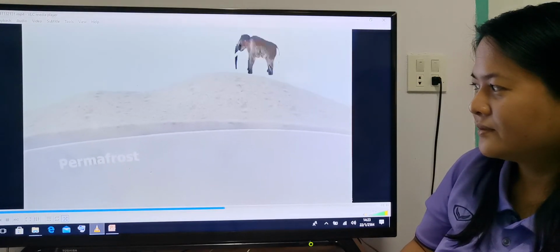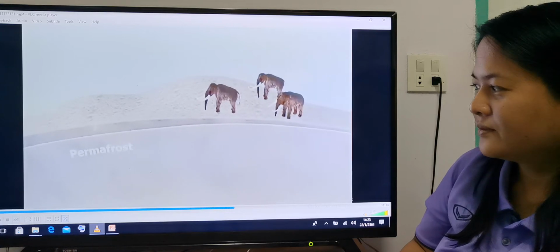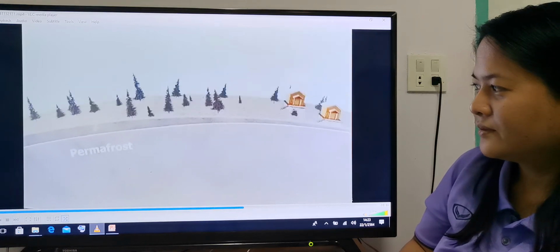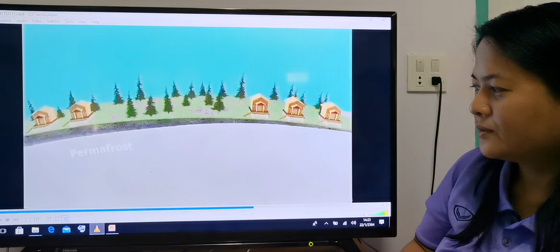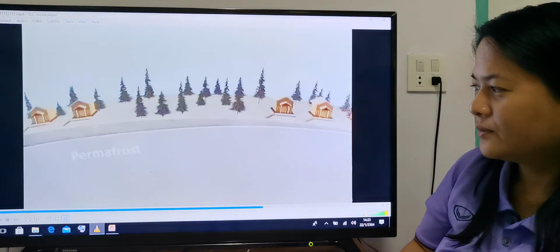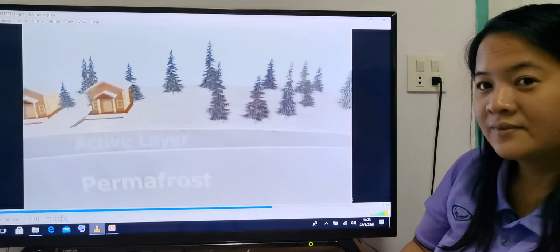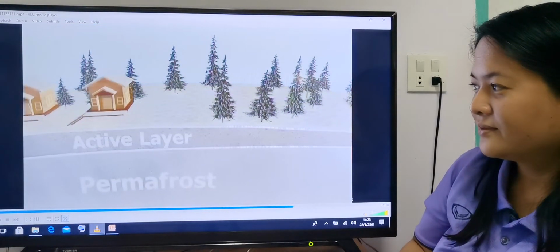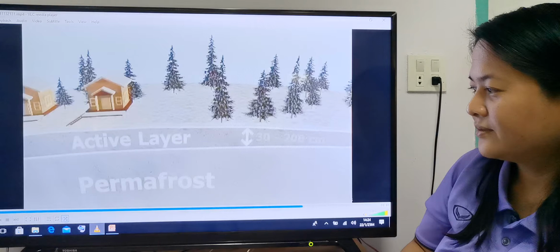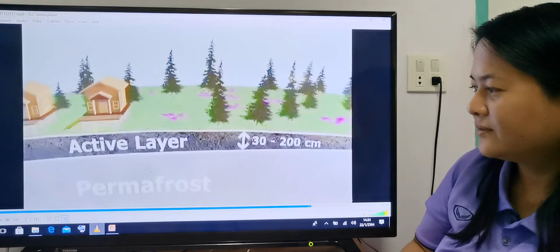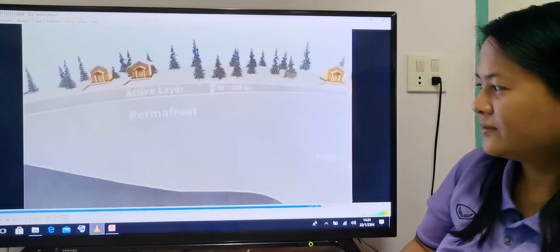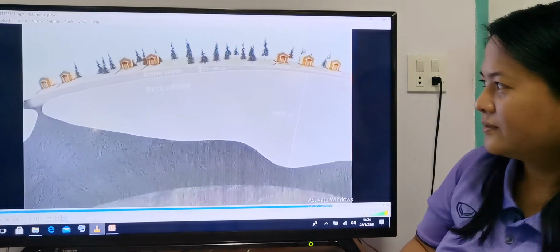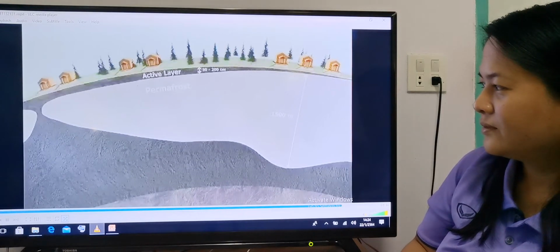Most of present-day permafrost formed during or since the last ice age. Just on top of the permafrost is a thin layer of soil, the active layer. It thaws each summer and refreezes each winter. It can range from 30 to 200 centimeters. Permafrost, on the other hand, can go as deep as 1,500 meters.